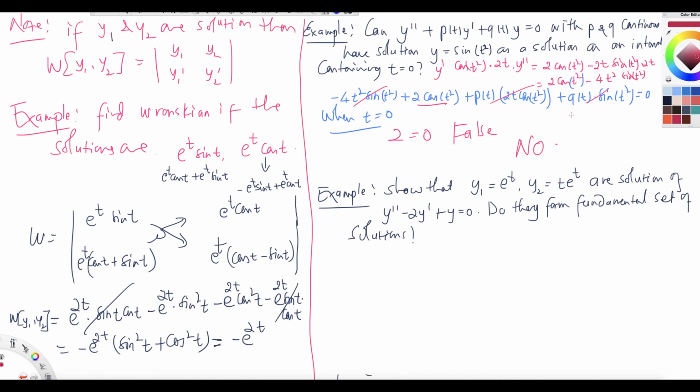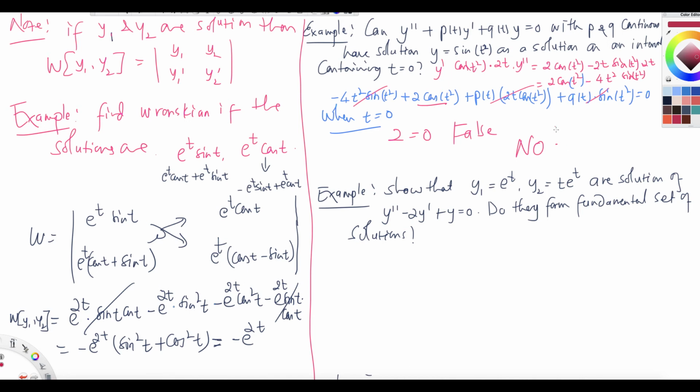Okay, guys. The last example in this section 4.2 is to check whether y1 and y2, these values, are solutions of this equation. We will plug them in here. And do they form a fundamental set of solutions? How do I know that the two solutions make a fundamental set of solutions? Basically you check the Wronskian. If the Wronskian is 0, then they are not a fundamental set of solutions. If the Wronskian is not 0, then they make a fundamental set of solutions. Okay, so let us try that.